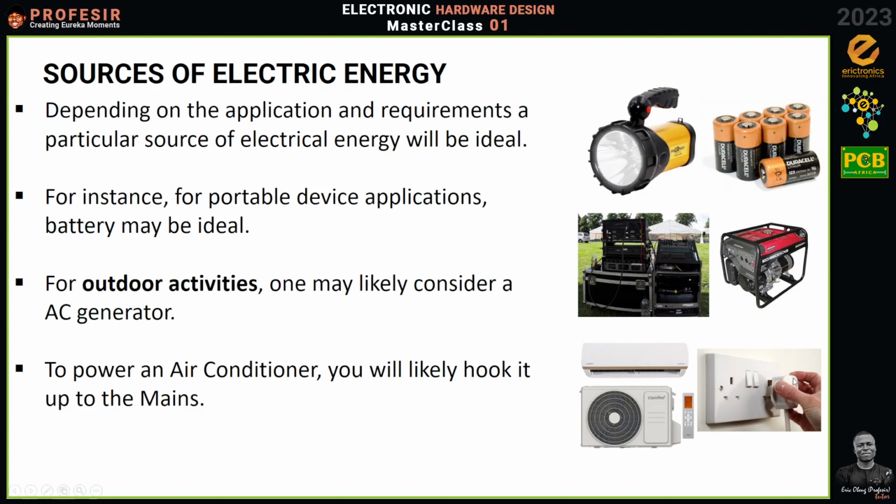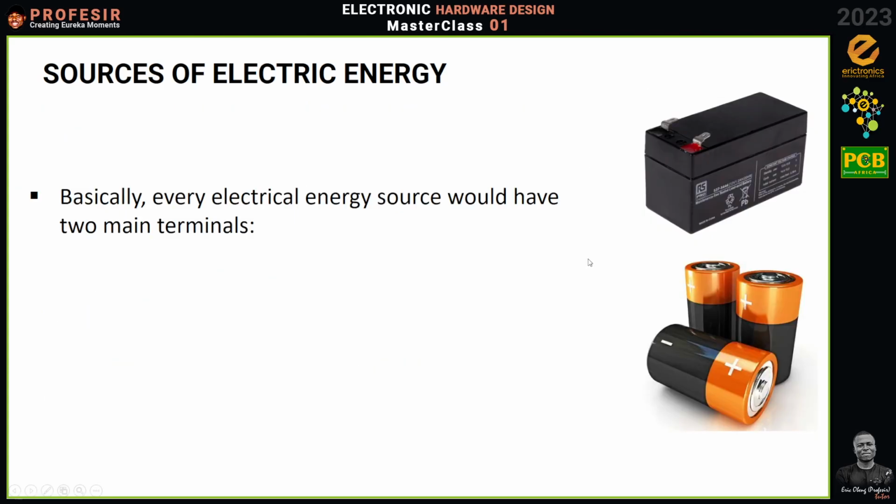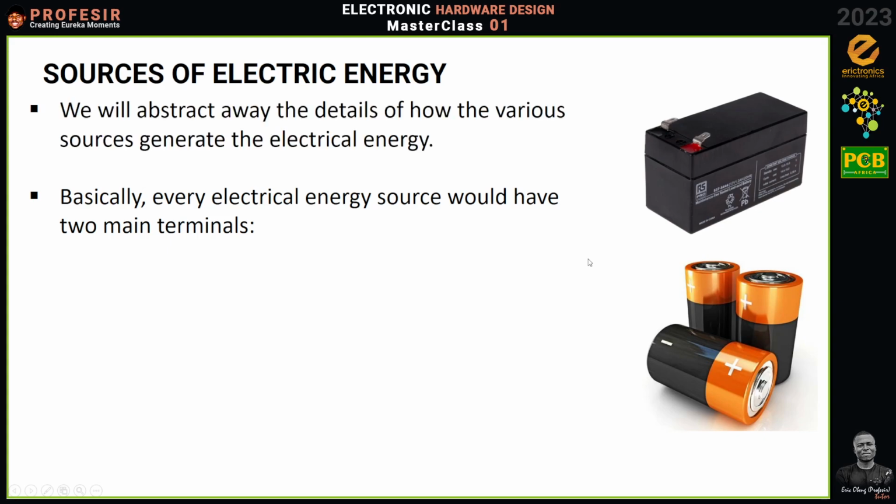Okay, all right. Now, in this particular lecture, I'm not going to focus on, for instance, the chemistry of batteries and all that. We're just going to abstract away the details of the various sources. We're just going to use a very simplified model of an energy source, so that I can use it to explain something. Now basically, every electrical energy source would have two main terminals.